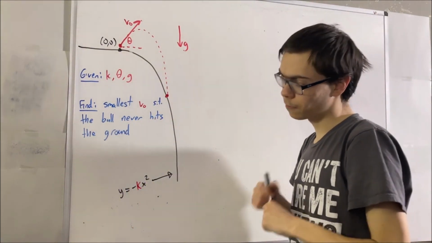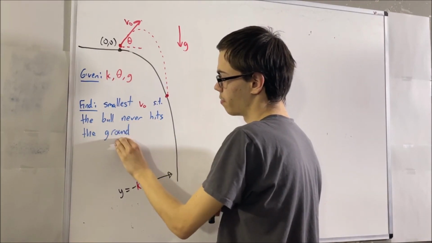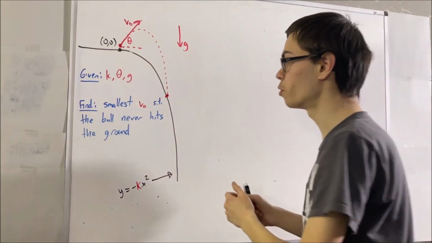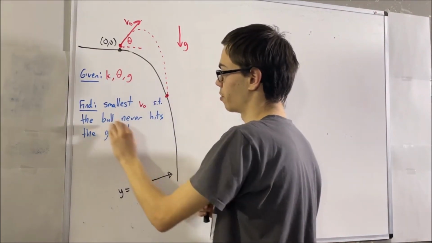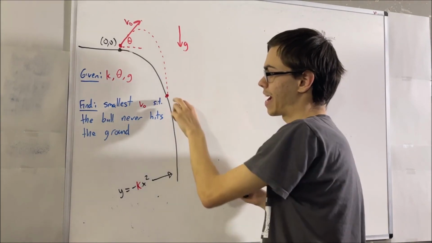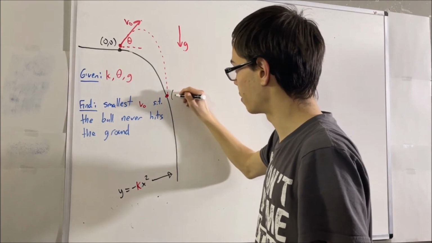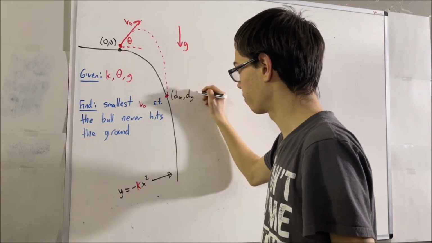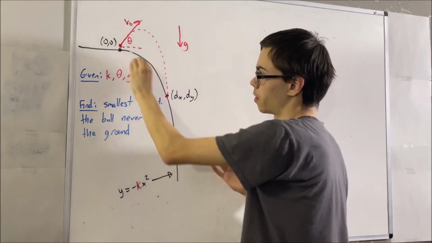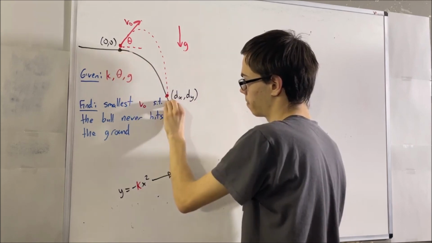Well, it might be a little difficult to consider what happens if the ball never hits the ground, because we don't even know if that even happens, right? We haven't even proved that there exists a case where the ball never hits the ground. So let's consider the case where the ball actually does hit the ground, right? Suppose that the ball hits the ground at dx comma dy, where dx would represent the horizontal displacement of the ball from here to here, dy would represent the vertical displacement of the ball from here to here.